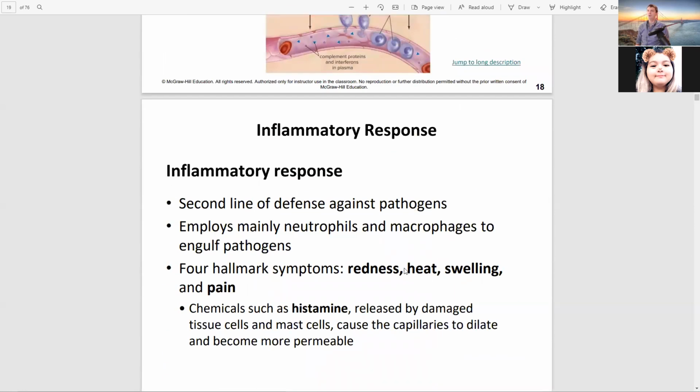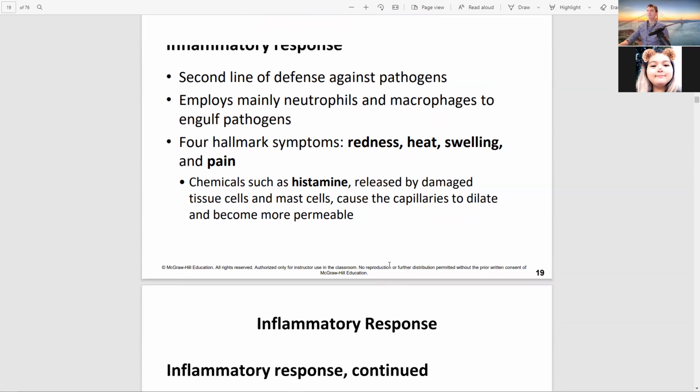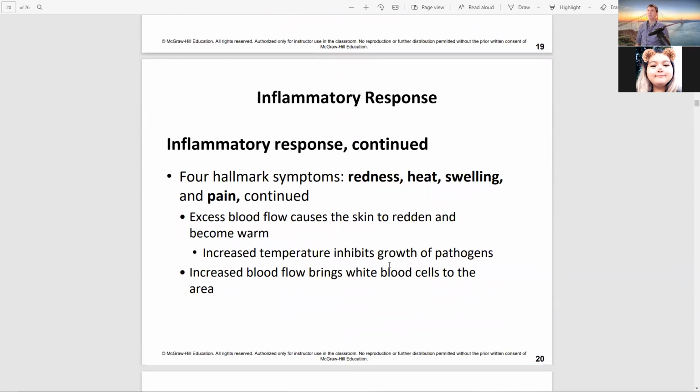So the inflammatory response is the second line of defense against pathogens. It employs many neutrophils and macrophages to engulf pathogens. And there's four hallmark symptoms: redness, heat, swelling, and pain. So chemicals such as histamine released by damaged tissue cells and mast cells cause the capillaries to dilate and become more permeable. Excess blood flow causes the skin to redden and become warm. Increased temperature inhibits growth of pathogens, and then increased blood flow brings white blood cells to the area.